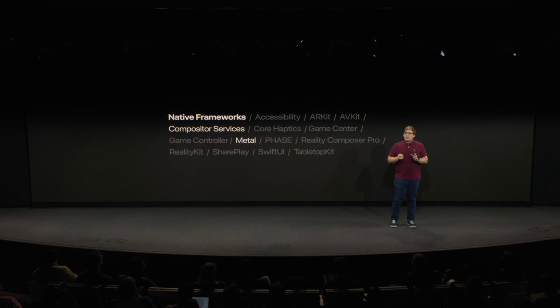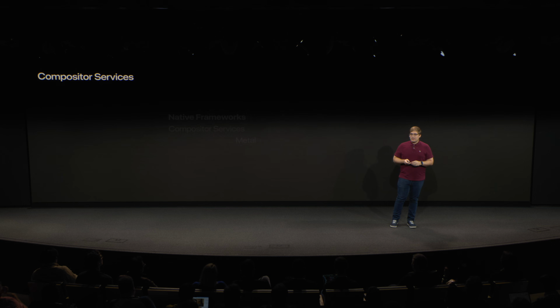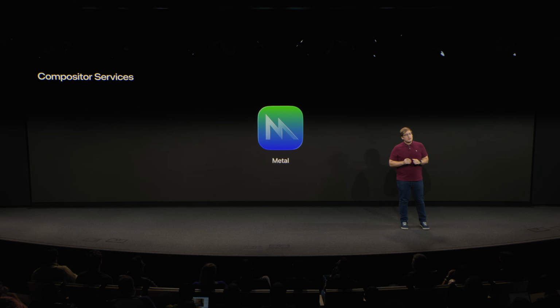So that's a look at building with RealityKit and its powerful authoring tools. Now, I'll explain the other path, taking full control of the render loop with Metal and Compositor services. Metal is a modern, tightly integrated graphics and compute API coupled with a powerful shading language designed so you can take full advantage of Apple Silicon.